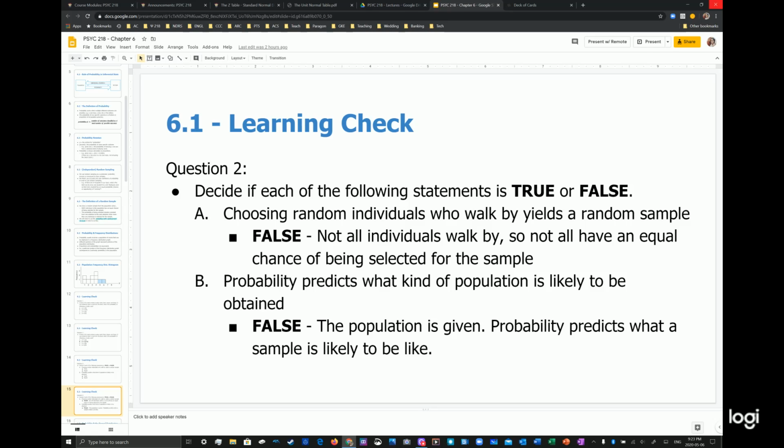For B, the probability does not predict what kind of population you're going to get. The population is given by virtue of existence. People exist. We have populations that we look at, but we can't examine them all. So the probability then helps us predict what kind of sample we're going to get. And if everyone has an equal probability of being selected, well, that means it's going to be a random sample.